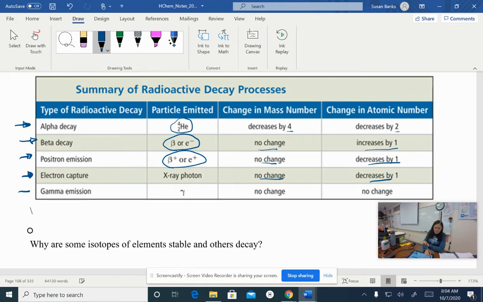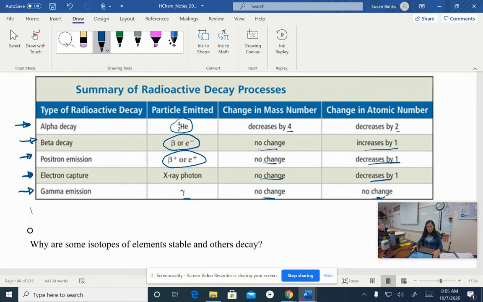And gamma emission is a high energy electromagnetic ray. We symbolize it by the gamma symbol. We have no change in our mass number and no change in our atomic number. The thing that does change, though, is the energy level of that atom. So our energy level goes down.